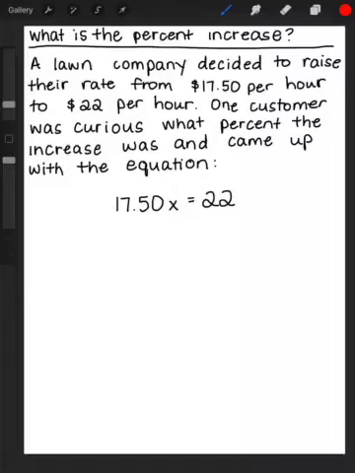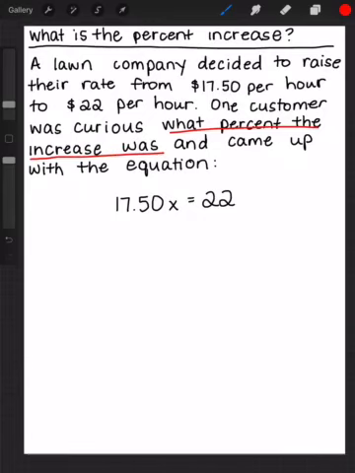Problem: A lawn company decided to raise their rate from $17.50 per hour to $22 per hour. One customer was curious what percent the increase was and came up with the following equation: 17.50x = 22. Before we solve for x, let's go over what each part of the problem is and how it will answer our question: what is the percent increase?